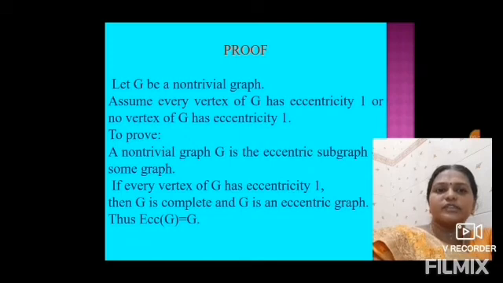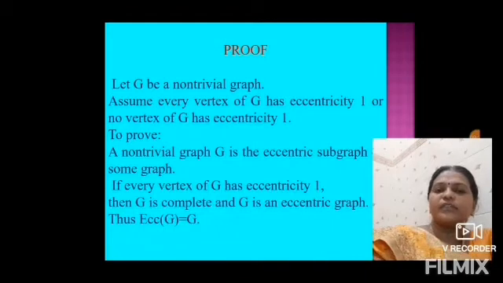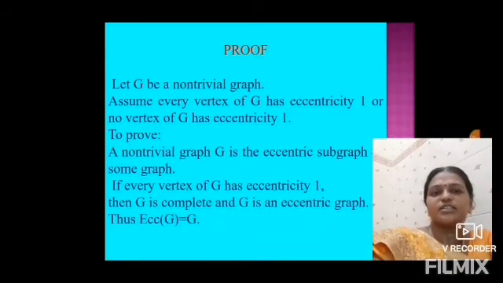Let G be a non-trivial graph. Assume every vertex of G has eccentricity 1 or no vertex of G has eccentricity 1. To prove that a non-trivial graph G is the eccentric subgraph of some graph: if every vertex of G has eccentricity 1, then G is complete and G is an eccentric graph. Thus, the eccentric subgraph of G is equal to G.